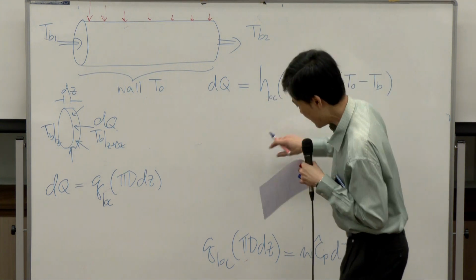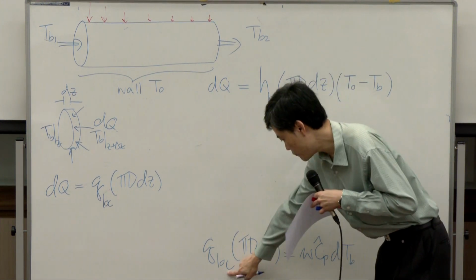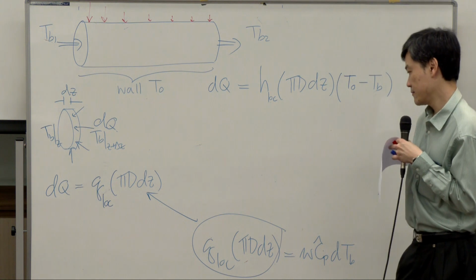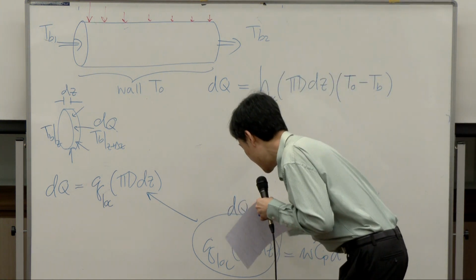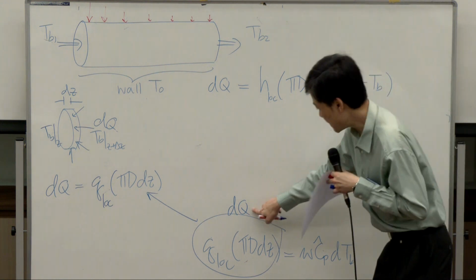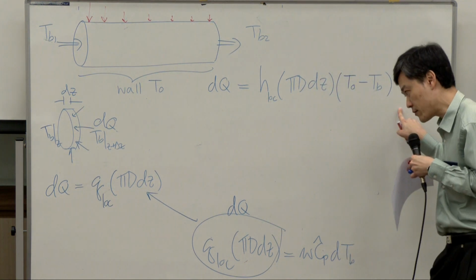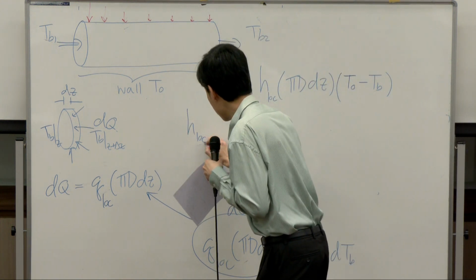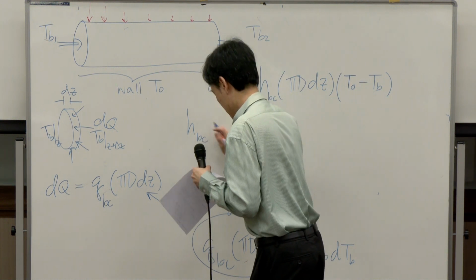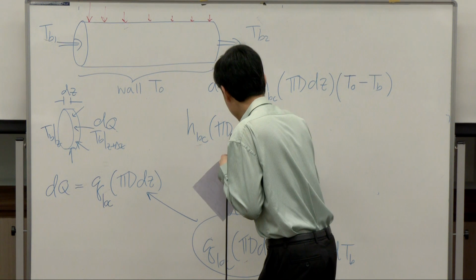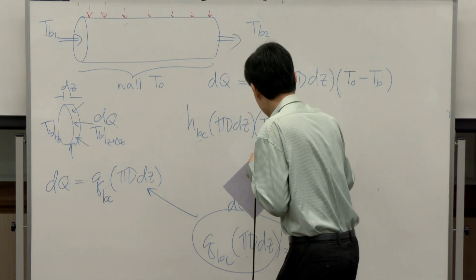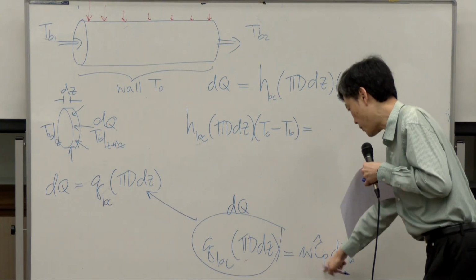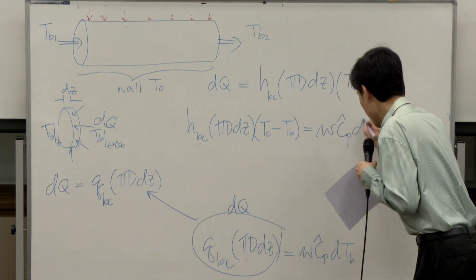So if you take a look at this part, this is Q local pi d dz. This is the same as that. So I can say this part is dq. And this dq can be replaced by this whole part. All right? So if I write this part first, I get h local times pi d dz times T0 subtracted by TB. Okay, so this is dq here, equal to this part, WCP dTB.